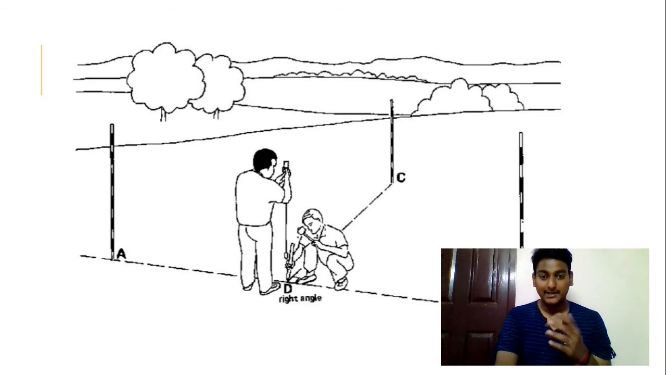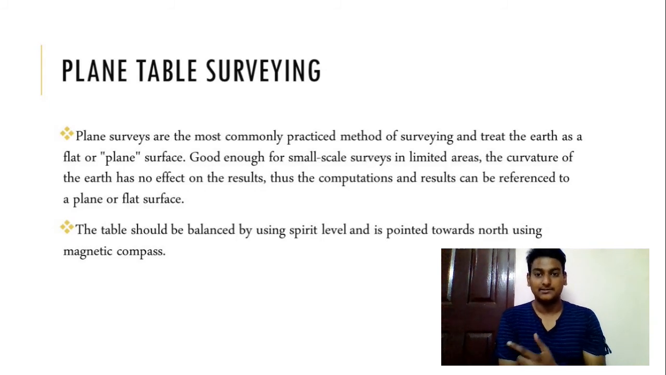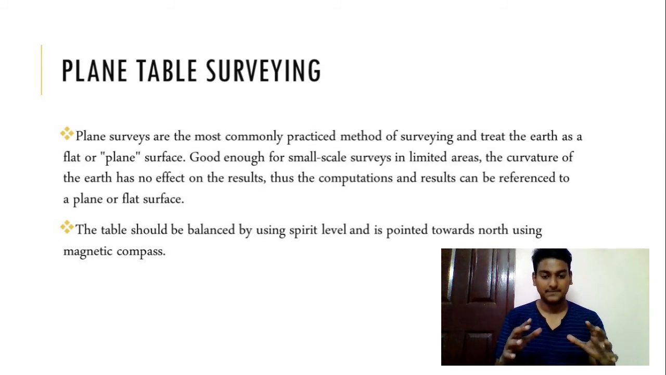And the next type of surveying that we'll be looking into is plane table surveying. In this method, it is very useful to draw a top view of the survey land into a small scale range. Plane survey is the most commonly practiced method of survey and treats the earth as a flat or plane surface, because leveling of the land matters a lot in this type of survey.